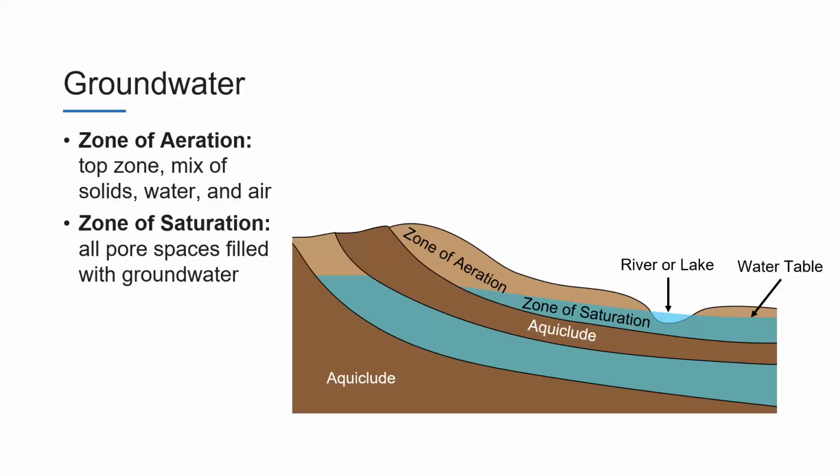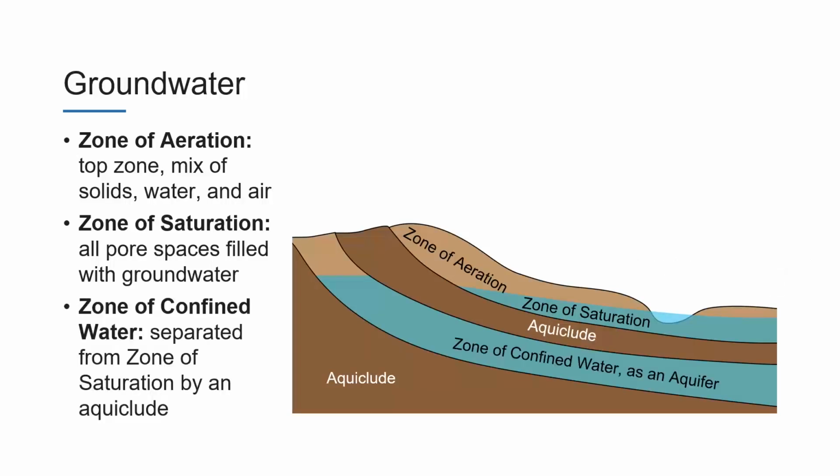Below the aquiclude, you might find another area of water called the zone of confined water because it's trapped between two aquicludes. This zone is also an aquifer, permeable rock that stores water. And this water can be accessed by humans using a technology called an artesian well. The aquiclude is drilled through and the pressure in the aquifer is high enough to force that water up and out to the surface for humans to use.